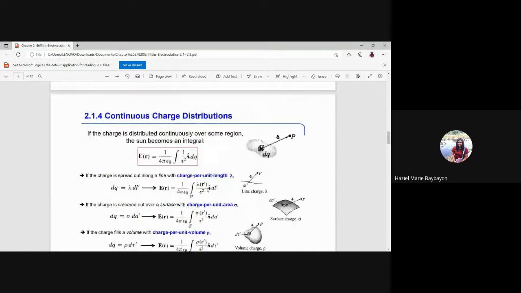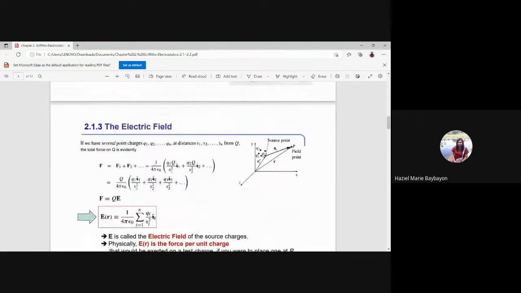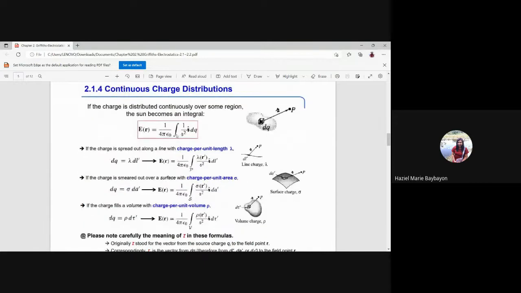So, how about for continuous charge distribution? This one has individual source charges. But for continuous charge distribution, for example, if you have this one, this is a charged surface. So if the charge is distributed continuously over some region, so this is a region of continuous charge distribution, the sum becomes an integral.